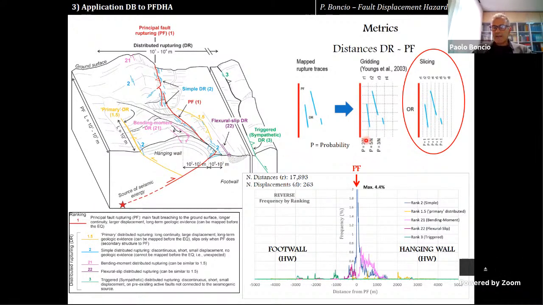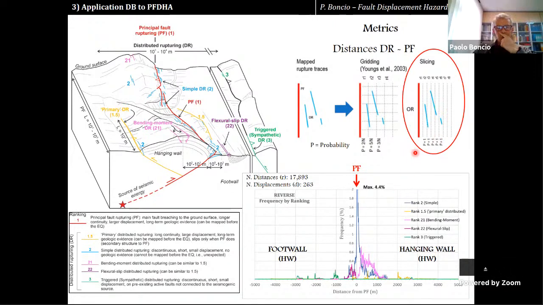Then we systematically measured the distances between the principal and distributed ruptures. We use a metric that is different from that proposed by Youngs et al. Youngs et al. used a method called reading, which assumes that the database of surface ruptures is complete for distributed ruptures. We use an approach that we call slicing. There is no assumption of completeness in our approach. So then we calculated the probability of occurrence depending on the distance from the principal fault.